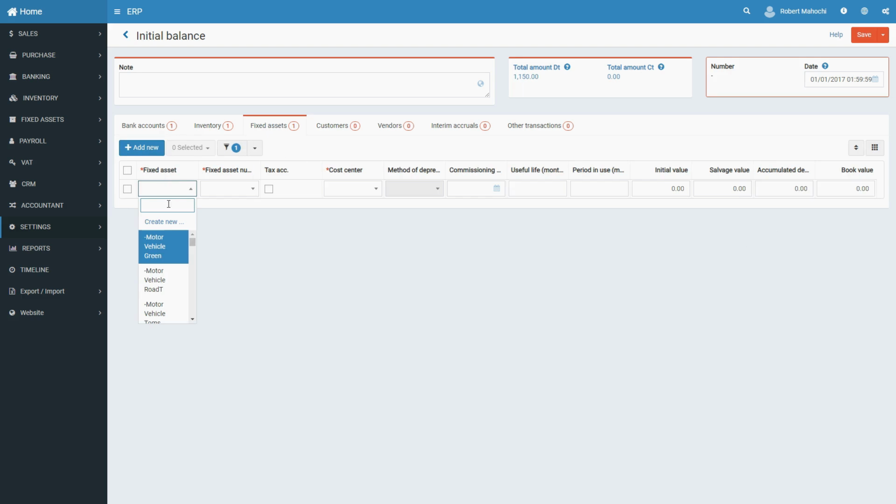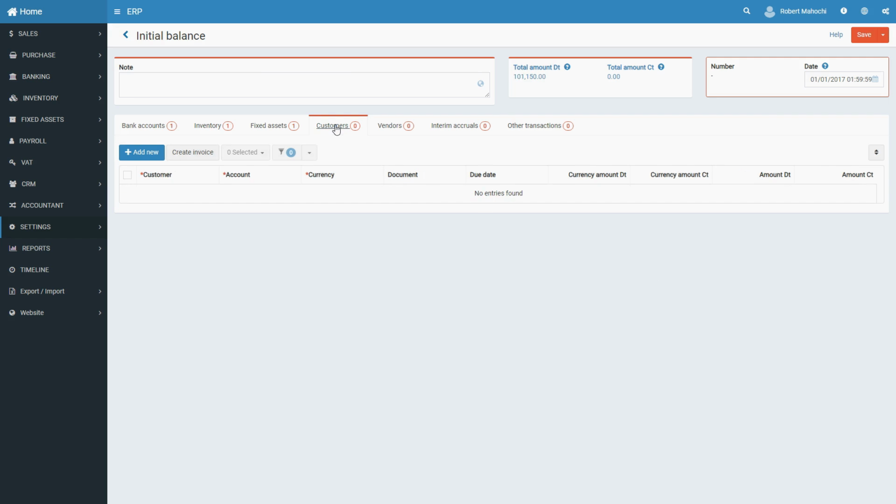Specify information about fixed assets that your company owns, with their fixed asset numbers, names, initial and salvage value, a method of depreciation, its useful life and period in use, dates of commissioning and decommissioning.